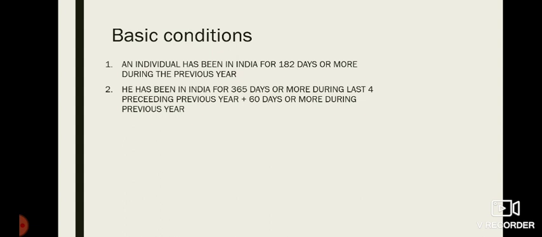So, our basic conditions are, one is 182 days during the previous year. A person has been in India for 182 days or more. Second is he has been in India for 365 days or more during 4 preceding previous years plus 60 days or more during the previous year.